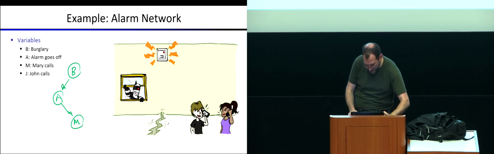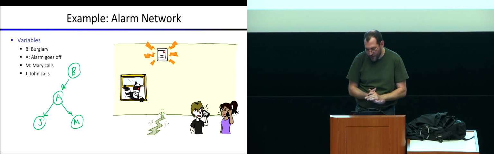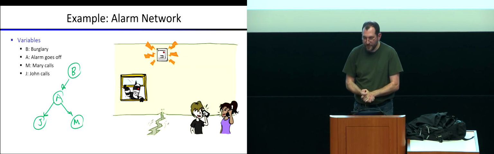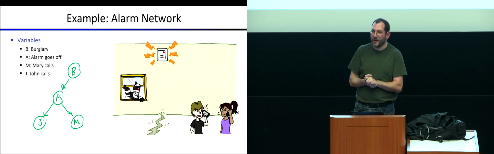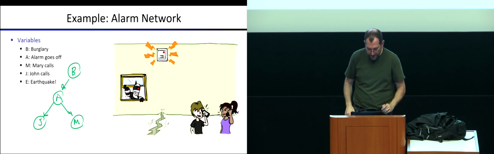Okay, here's John calls. So that's another variable. That may also be called because of the alarm itself. But if John's calling because Mary calls John first before she calls me, then I need another arrow from M to J. Earthquake. Where's earthquake go?